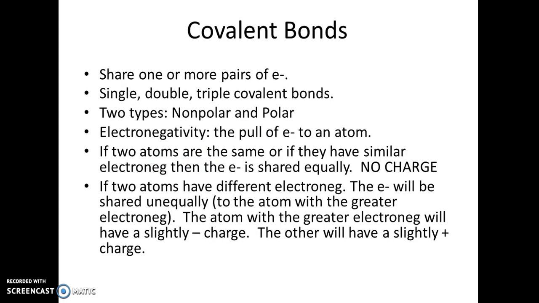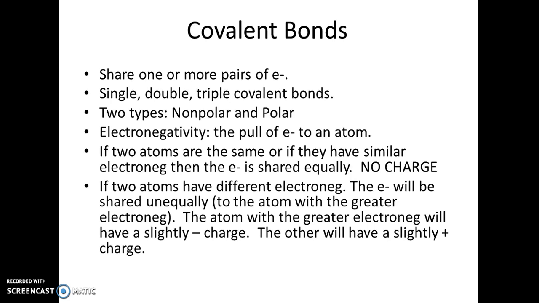In covalent bonds, you share 1 or more pairs of electrons. In a single covalent bond, you share 1 pair of electrons. A double, you share 2 pairs of electrons. In a triple covalent bond, you share 3 pairs of electrons. So there are 2 types of covalent bonds. We have nonpolar and polar.